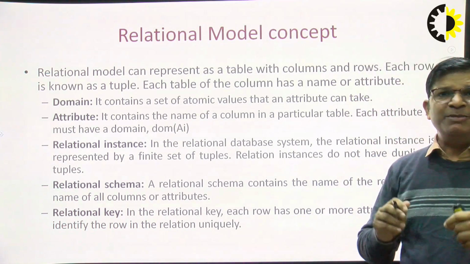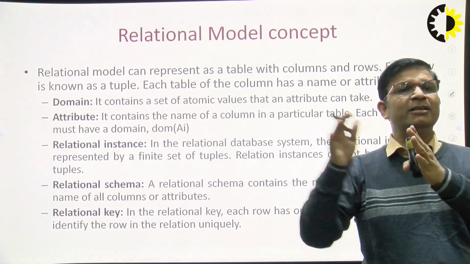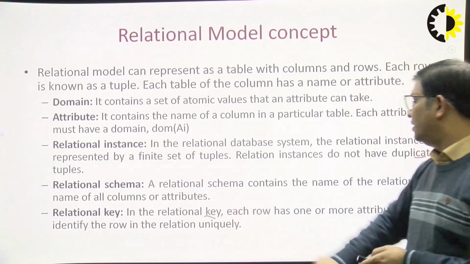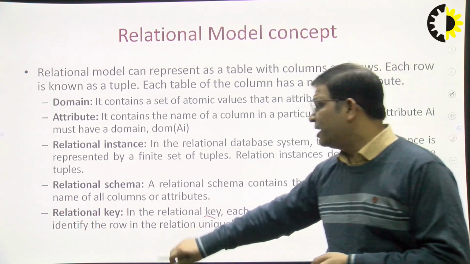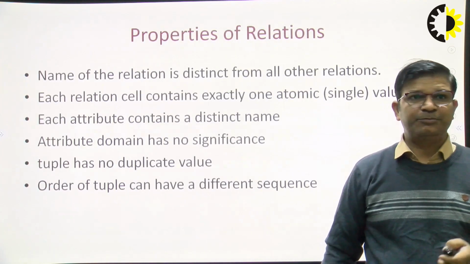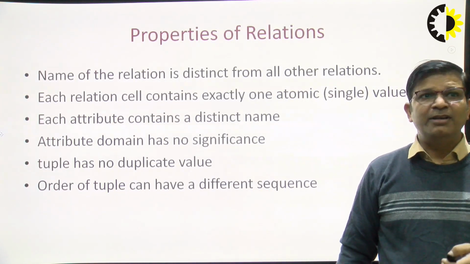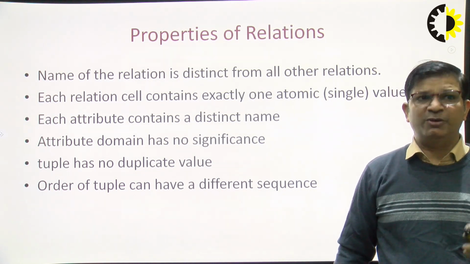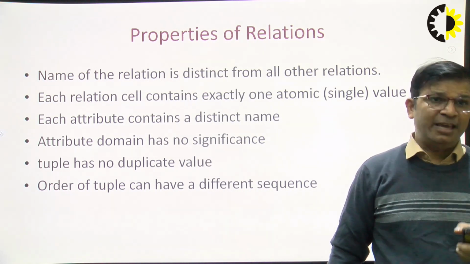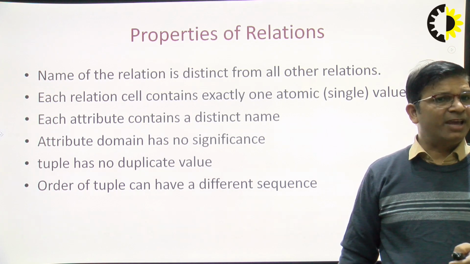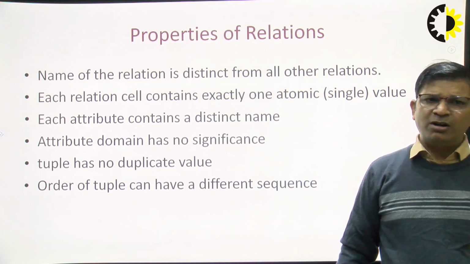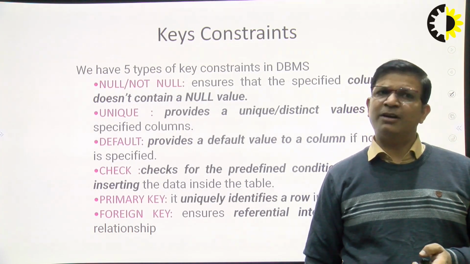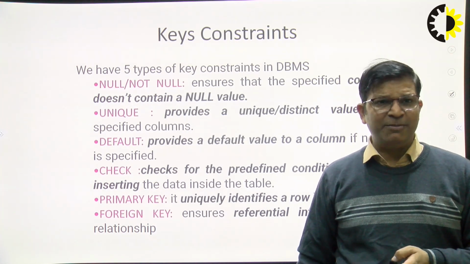Relational schema means a structure with a particular table name and the attribute names, column names. A relational key: in the relational key, each row has one or more attributes which can identify the row in the relation uniquely. These are some properties of a relation. The name of a relation is distinct and each relational cell contains exactly one atomic value. Each attribute contains a distinct name. Attribute domain has no significance. Tuples have no duplicate values, and the order of tuples can have different sequences. These are some key constraints like unique, not null, default, check, primary, and foreign keys.